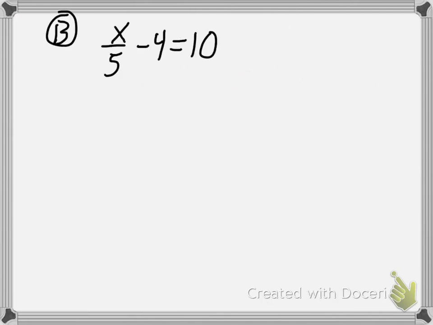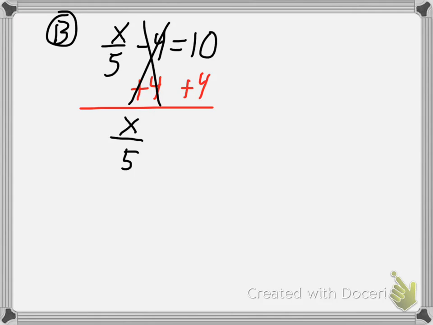x over 5 minus 4 equals 10. Same steps. I need to undo addition or subtraction first. Since I have subtraction, I'm going to undo that by addition on both sides, and I'm going to add 4. My minus 4 and my plus 4 are going to end up canceling. So on the left-hand side of the equal sign, I'm left with my x over 5. I bring down my equal sign, and then 10 plus 4 is 14.